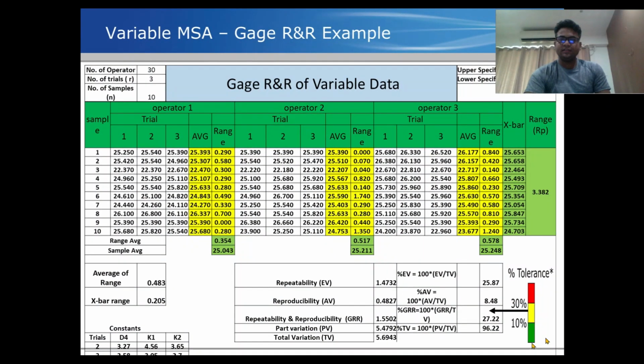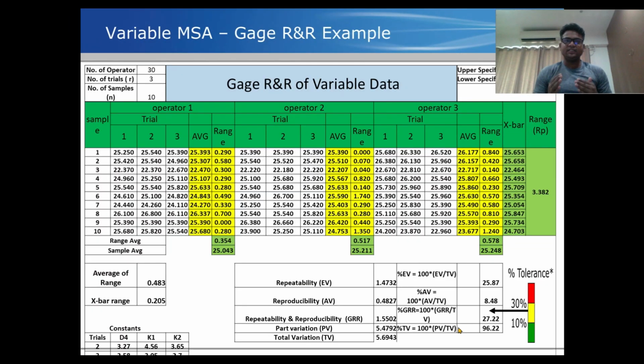So guys, here our percentage GRR is 27.22. It means that it belongs to the 10 to 30% range. It indicates that this value is marginal, meaning it is acceptable under some conditions. When it becomes greater than 30%, it fails MSA. If this value is less than 10%, it means that it is strongly acceptable.